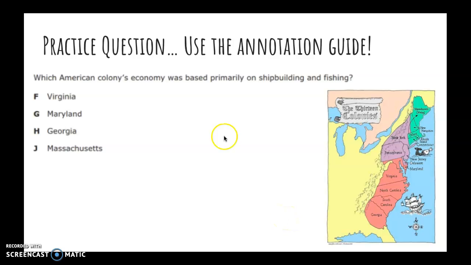Let's do another practice question. Look, I didn't give you the little chart. You better go find it. It was in Google Classroom. Which American colony's economy was based primarily on shipbuilding and fishing? All right, I've provided the map. See if you can figure it out.